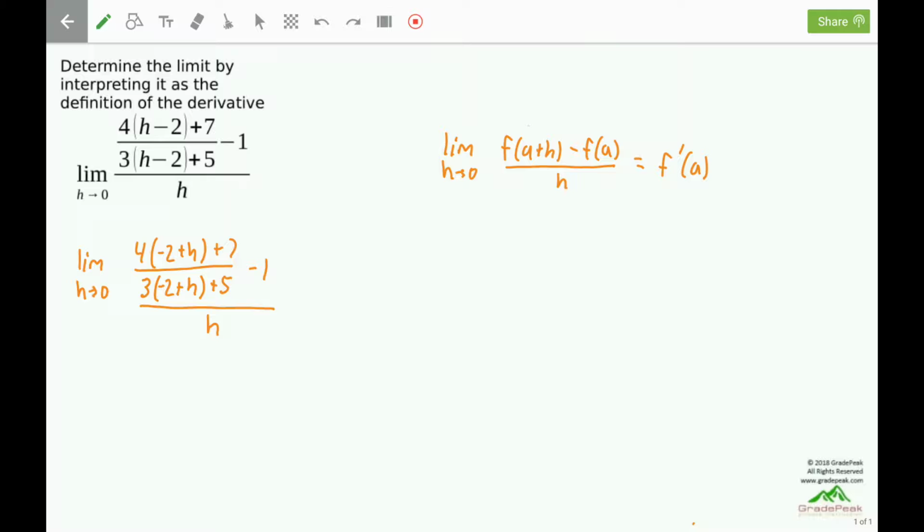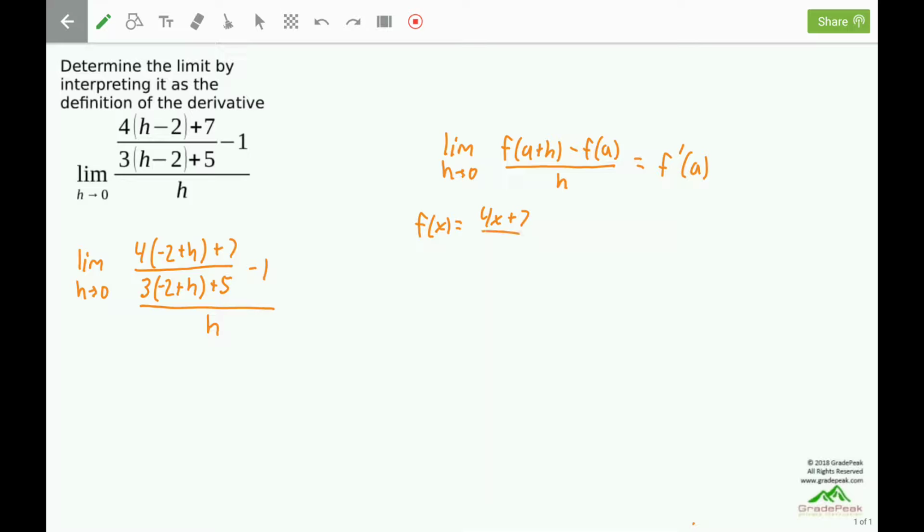F of a plus h is determined by comparing it to this, and what we do to find f of x is remove the a plus h's and replace them with x's. So take these a plus h's here, take them out, and put an x in place of each of them, and there's your f of x. So it looks like we'll have 4x plus 7 over 3x plus 5. You don't include the negative 1 because the negative 1 is the f of a and is not part of our f of a plus h. So we have our f of x is 4x plus 7 over 3x plus 5.